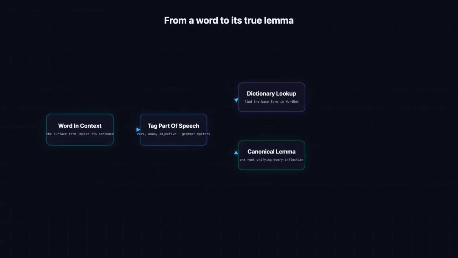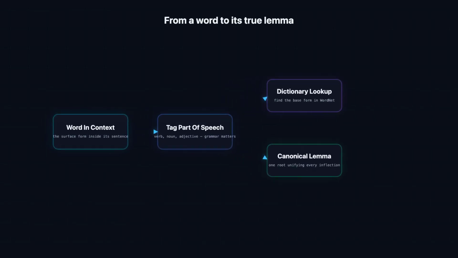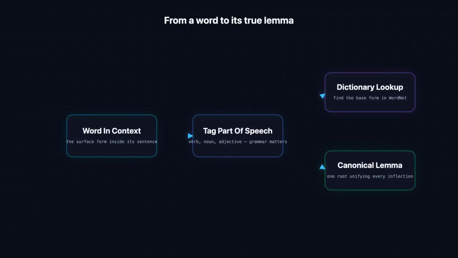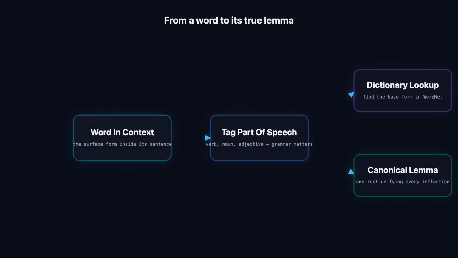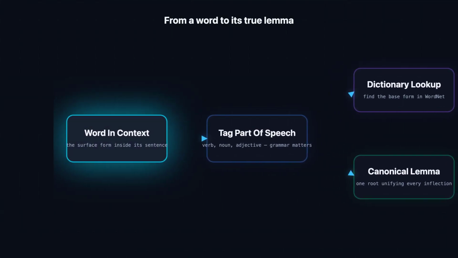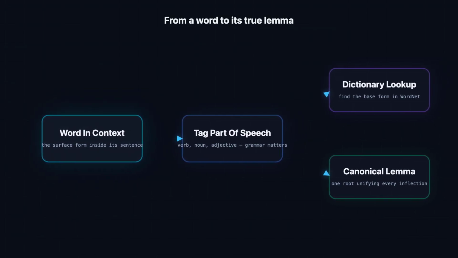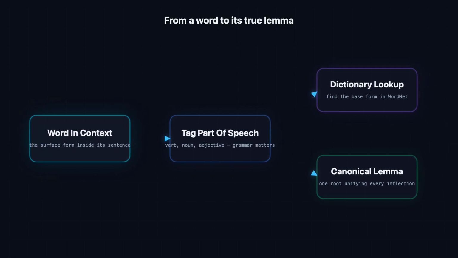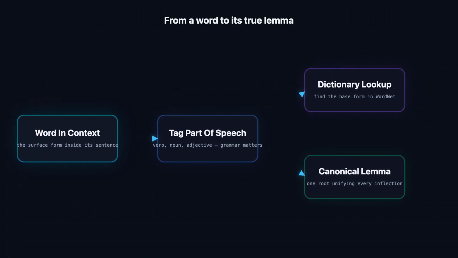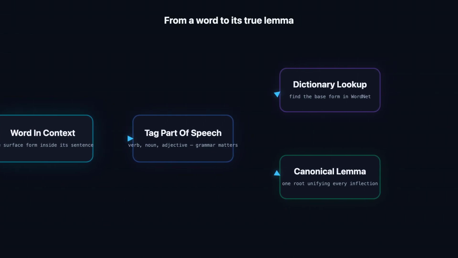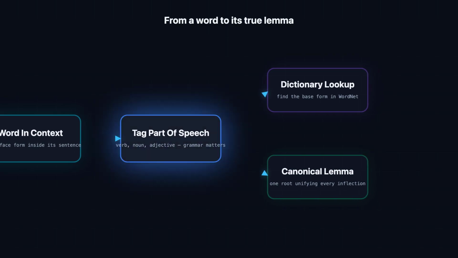So, how does a lemmatizer figure out the right base form? It is a short process, and context matters at every step. Follow it through. It begins with a single word sitting inside a sentence, not floating in isolation. That surrounding context turns out to be essential because the very same spelling can lemmatize to different roots depending on how it is being used.